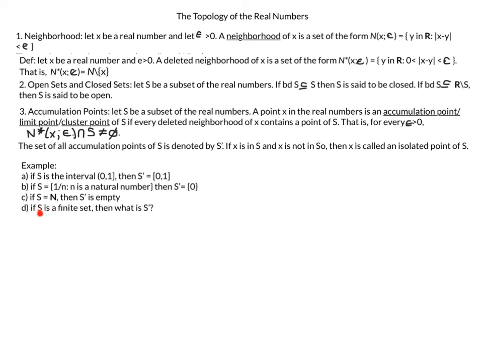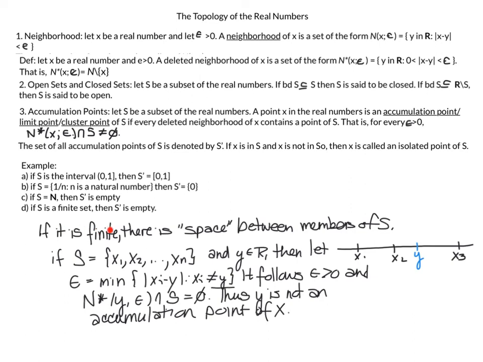The next example, if S is a finite set, what is the set of accumulation points? As long as the set is finite, there's always space between the members of S. It's not dense like the real numbers. So for example, let's let S equal x1, x2 up to xn, and I just drew x1, x2, and x3. I just put in 3 elements for simplicity. And let's say we're looking for an element y in the real numbers and asking, is this an accumulation point? And what we can do is look at y and compare the distance between y and each of the x sub i's.